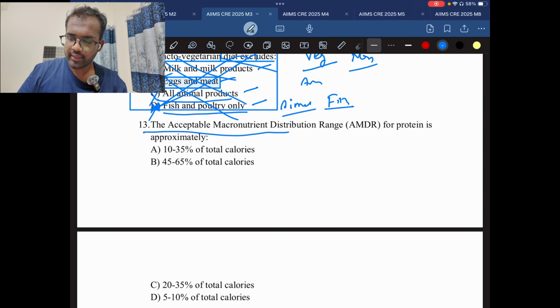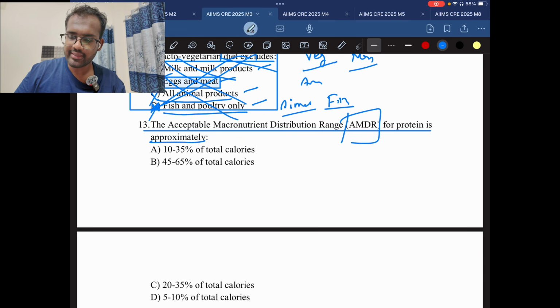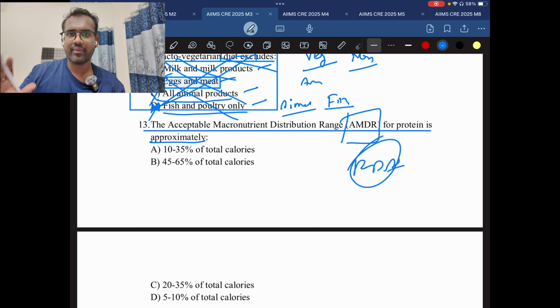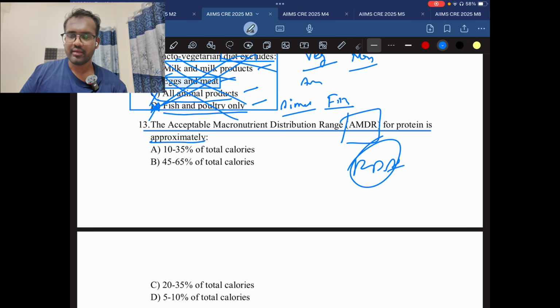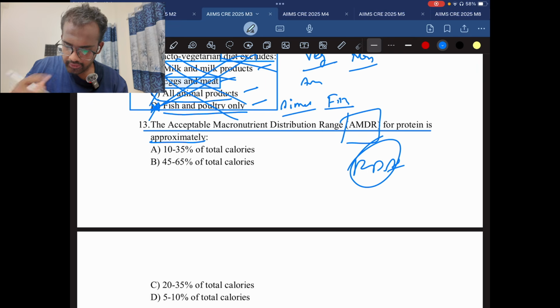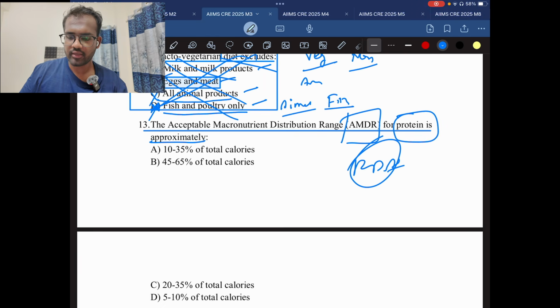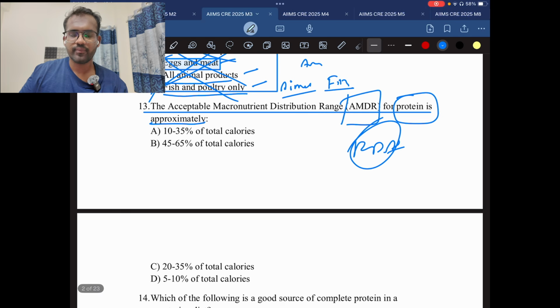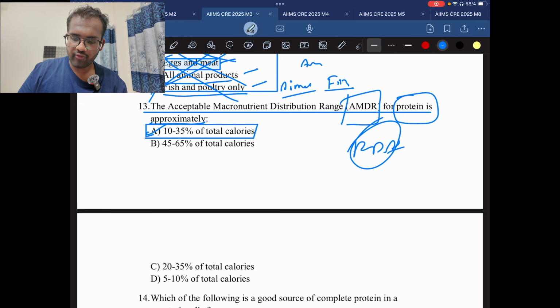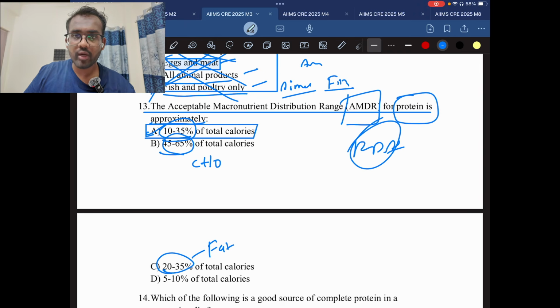The acceptable macronutrient distribution range, AMDR, for protein is approximately... Always remember what AMDR is. It's nothing but the regular requirement, like the RDA. That's the main thing: the distribution of macronutrients. They have asked the distribution of protein. So protein is usually distributed 10 to 35% of the total calories. So the answer will be A. The majority, 45 to 65%, is dedicated to carbohydrate and 20 to 35% is for fat. The remaining 10 to 35% will be for protein. That's how you need to eliminate the options, then tick the answer.